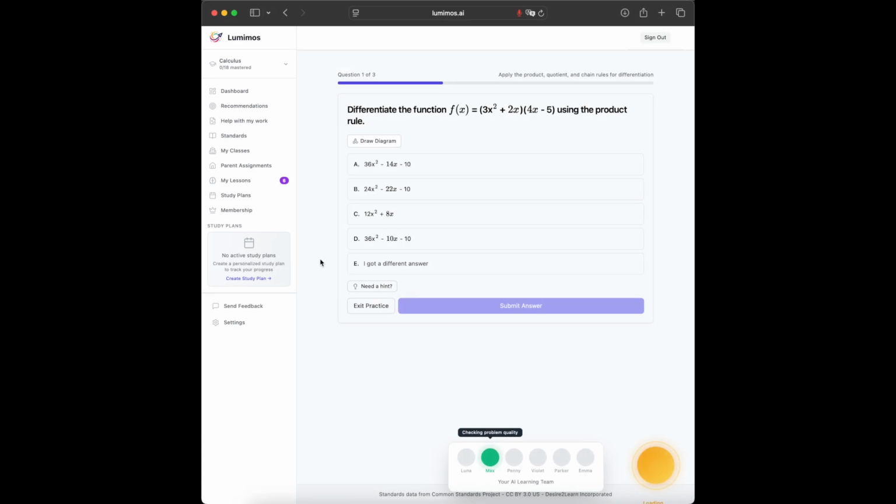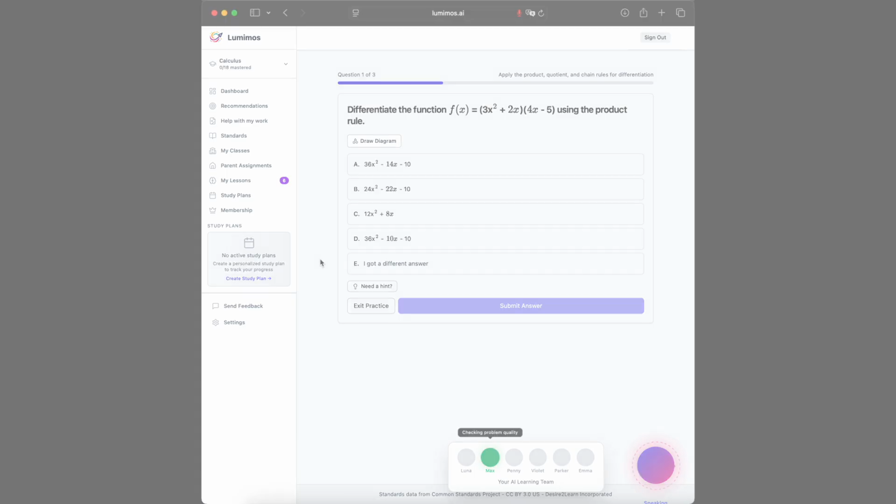Lumi is able to tackle any topic in math, from simple addition to complex calculus. Lumi, can you help me solve this calculus problem? Welcome back, Jin. Alright, I can see you've got a calculus problem loaded up now. Differentiate f equals using the product rule. This is a great one to showcase. Ready to work through it together?